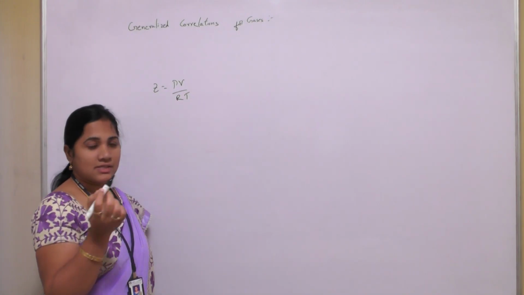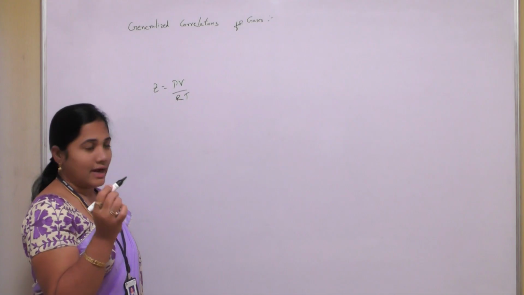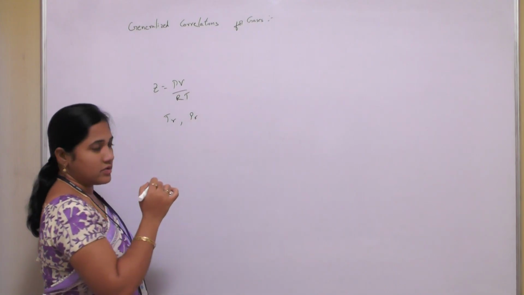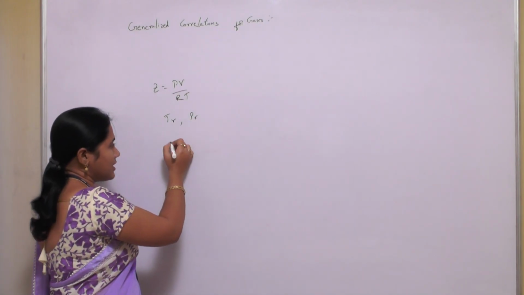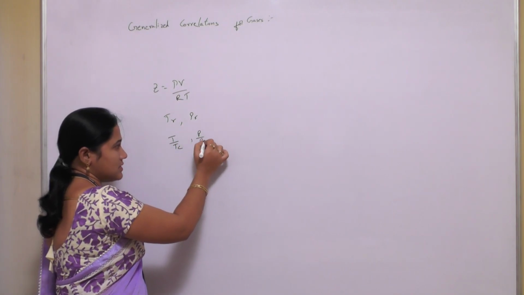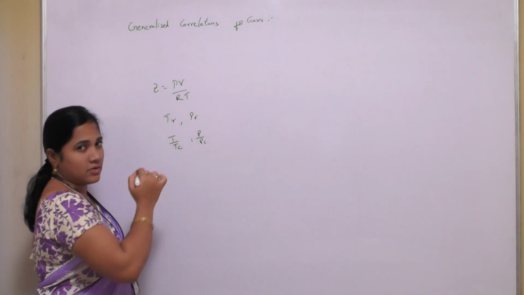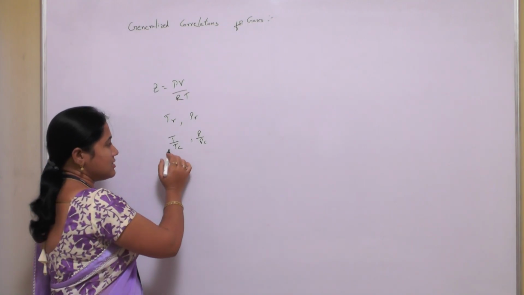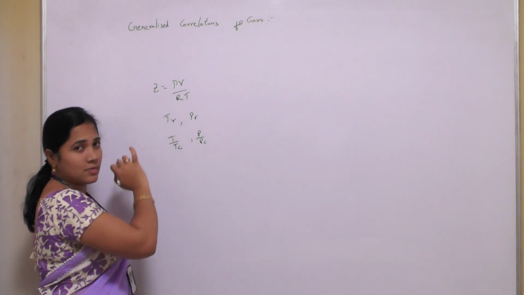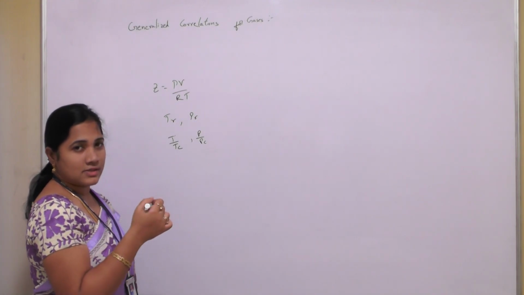But at one condition, this Z value is the same for all fluids. That condition is at the same reduced temperature and reduced pressure. Mathematically, reduced temperature is T by Tc and reduced pressure is P by Pc. So at the same reduced temperature and reduced pressure, all fluids have the same compressibility factor. This is called the theory of corresponding states.